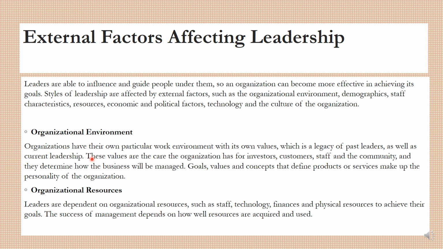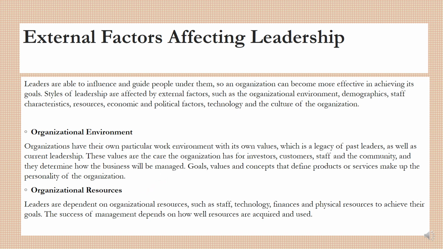What kind of leader you are would actually determine how successful you are going to be. So goals, values, and concepts that define products or services make up the personality of the organization. So it is the task of a leader to maintain the legacy and keep introducing new things in order to be able to survive better.